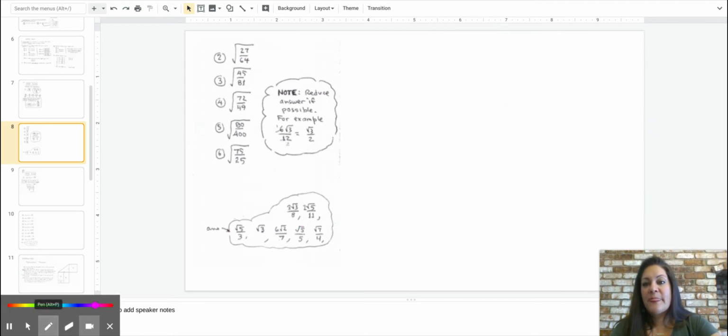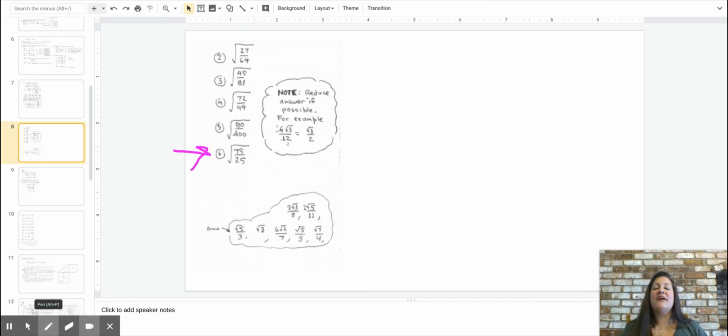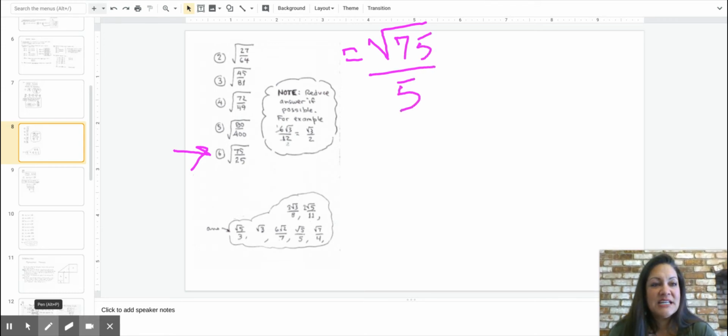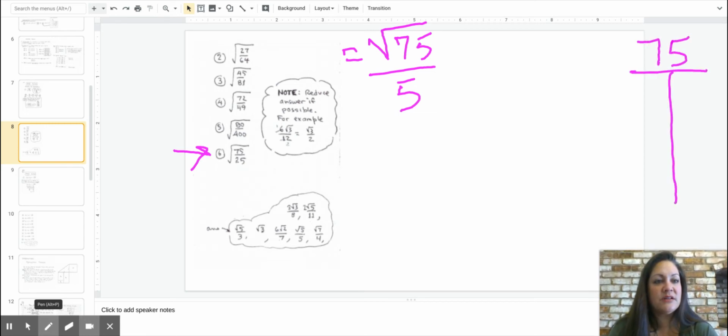All right. Number 6. 75 divided by 25. Okay, so that equals, I know the square root of 25 is 5. Square root of 75 over 5. And I can actually look at that and know what the perfect square is, but we're going to follow our procedures here. So 1 times 75, not divisible by 2, 3 times 25.